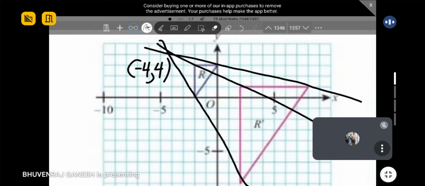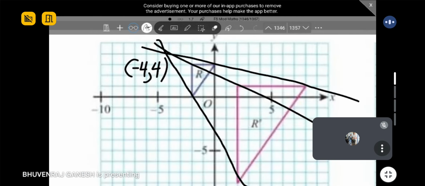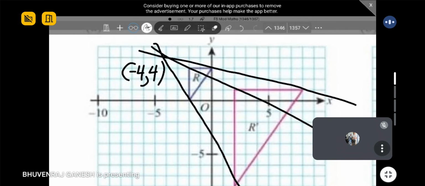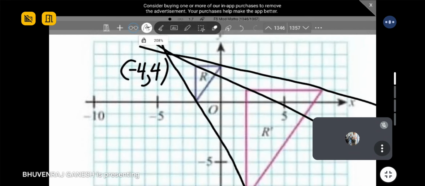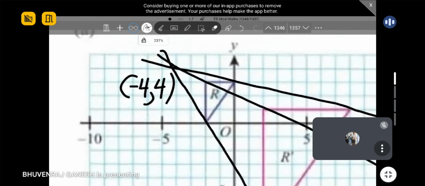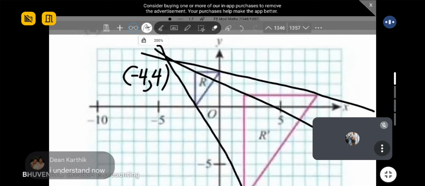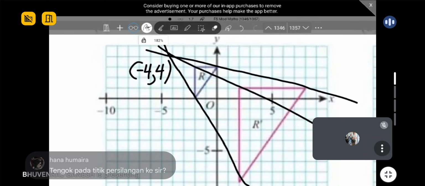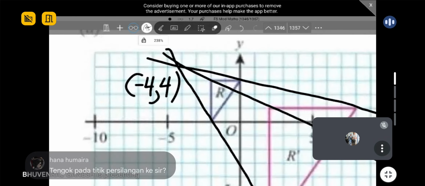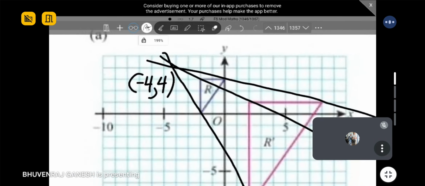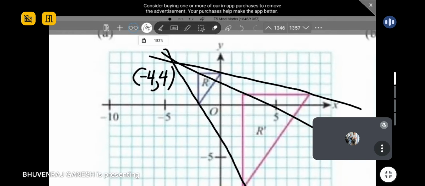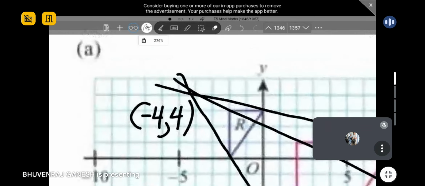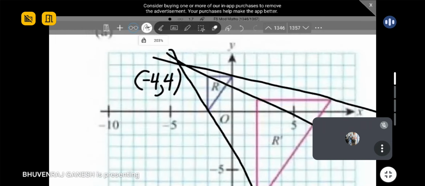This one I changed because my line is not so straight. Garis saya tak lurus sangat. So yeah. Okay, guys. So the final answer you should get is negative 44. You all must try out on the paper. Kena cuba atas kertas. Baru kamu boleh dapat when I'm teaching. Tengok pada titik persilangan. Yes. Titik persilangan tu adalah pusat pembesaran kamu.